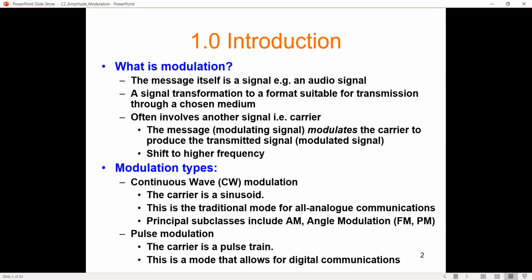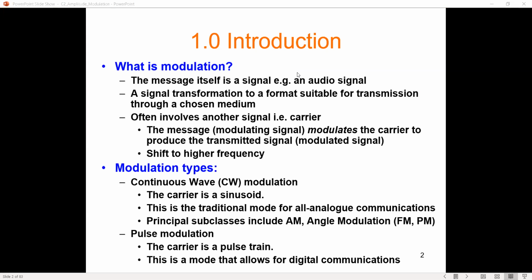So in general, there are two modulation types. First is the continuous wave modulation, and secondly is the pulse modulation. The continuous wave modulation is when our carrier is a sinusoid signal, a sine which is an analog signal. This is also the main modulation type for all analog communications, especially for AM, FM signal.